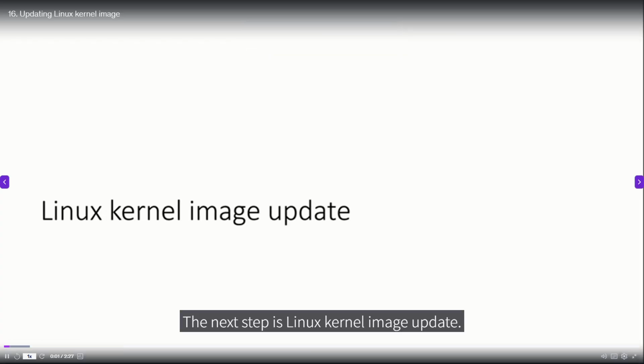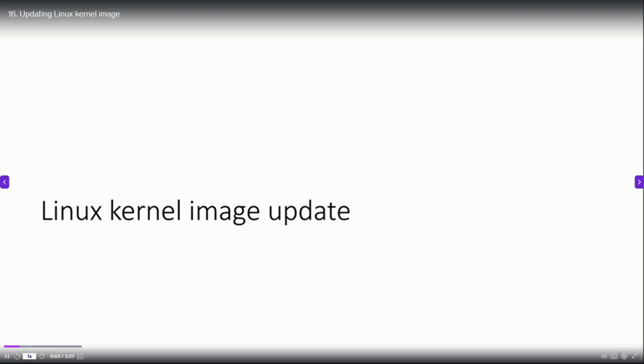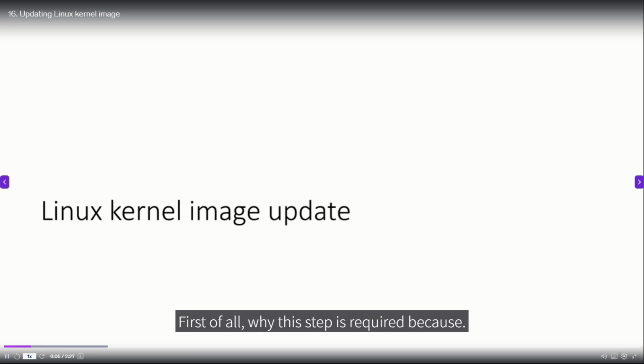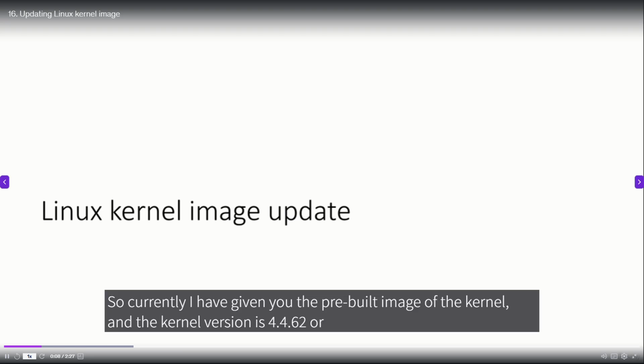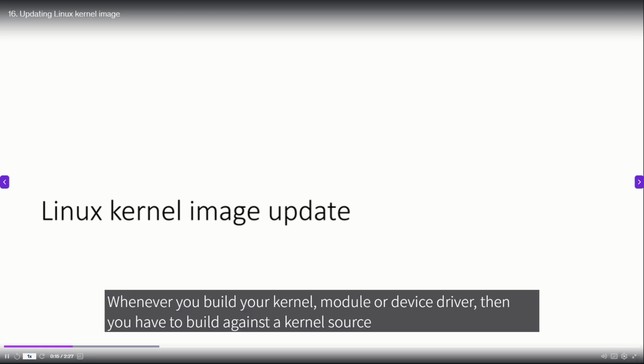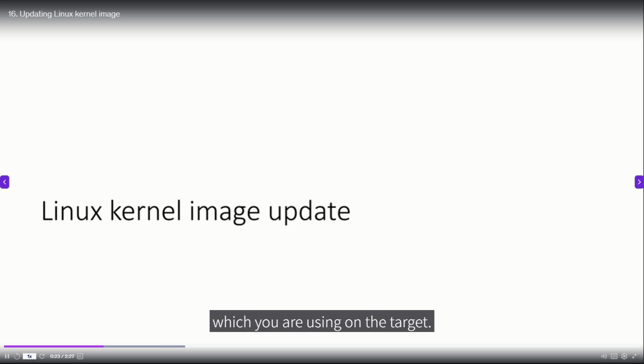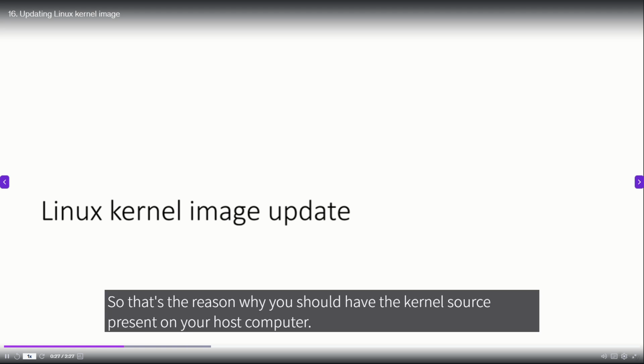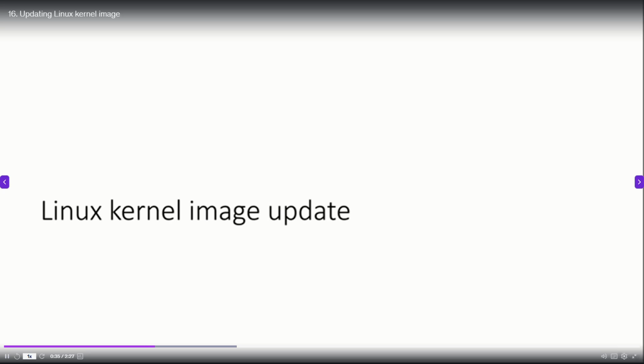The next step is Linux kernel image update. First of all, why this step: currently I have given you the pre-built image of the kernel, and the kernel version is 4.4.62 or something. Whenever you build your kernel module or device driver, you have to build against the kernel source which you are using on the target. That is very important. That's the reason why you should have the kernel source present on your host computer.